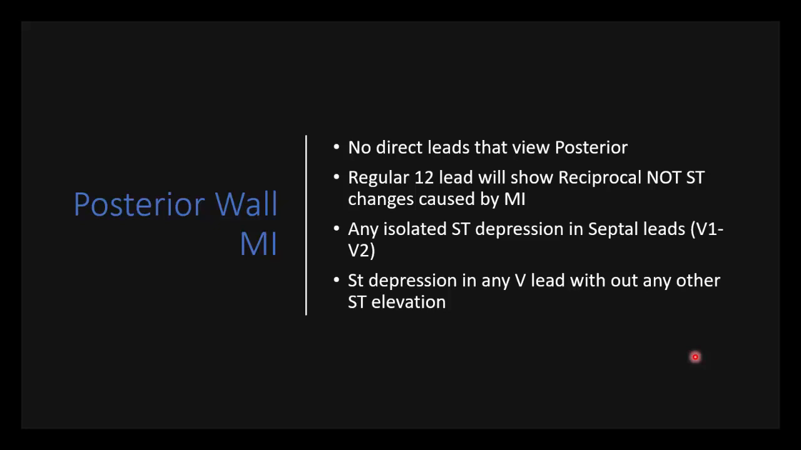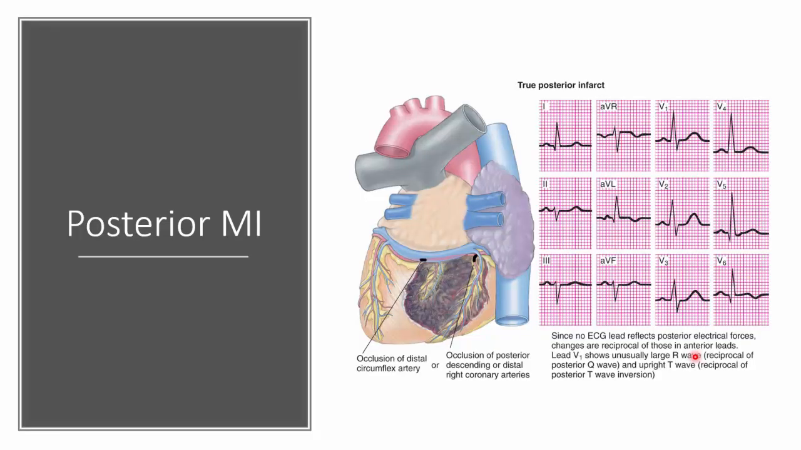So if you see ST depression in your septal leads with chest pain reported indications of MI, then you certainly would want to consider posterior MI here. And so again, this is going to be occlusion of some of your arteries that run across the back part of the heart. Since no ECG leads reflect posterior electrical forces, changes are reciprocal in those anterior leads.